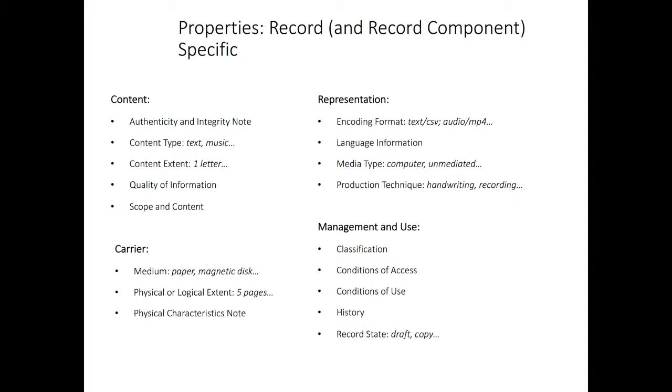There's a description also of records production technique, and of course a language and scripts in which the information is expressed. Then there is a description of the carrier, that is physical description, its physical extent and medium or carrier type. And finally, of course, the description about the management and use of the record, its history, how it may have been classified, its conditions of access and use, and its state as a draft or a copy, perhaps. While we don't tend, on the whole, certainly in an analogue world, to describe the record components in detail, where necessary to do so, it has in RiC the same set of properties available as the record.